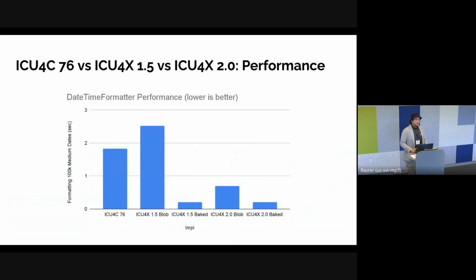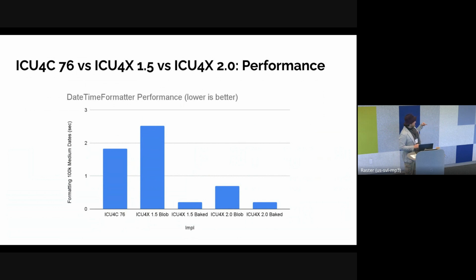So here are some benchmarks. These are brand new benchmarks. I just calculated these this week. ICU4X 1.5 is our previous release, the one we released earlier in the year. ICU4X 2.0 is the release that we're working on right now, that you'll be able to use very soon, this quarter. So these are fresh out of the press. ICU4C 76 is being released tomorrow. So these are very, very new numbers.